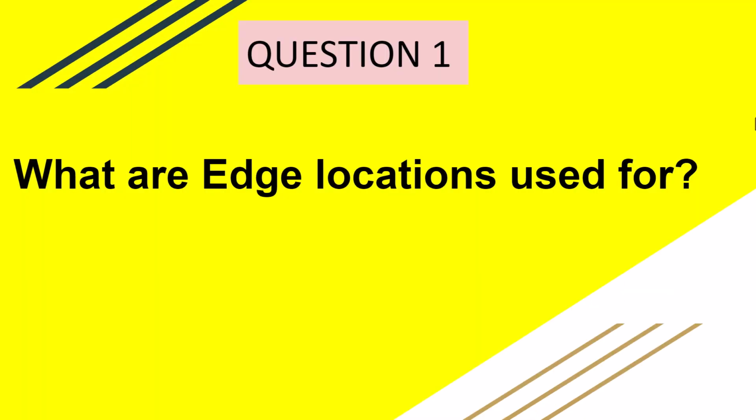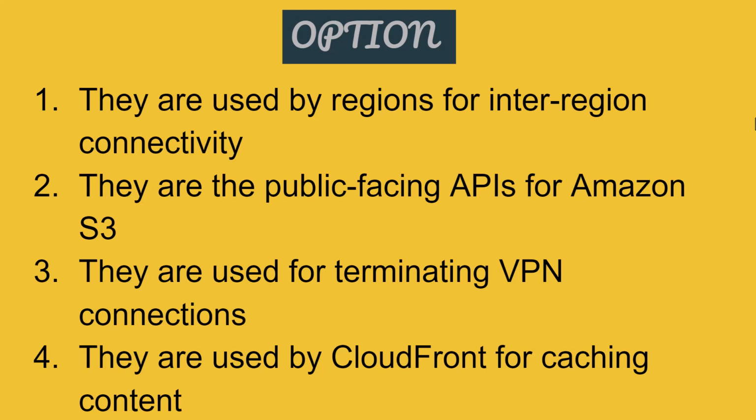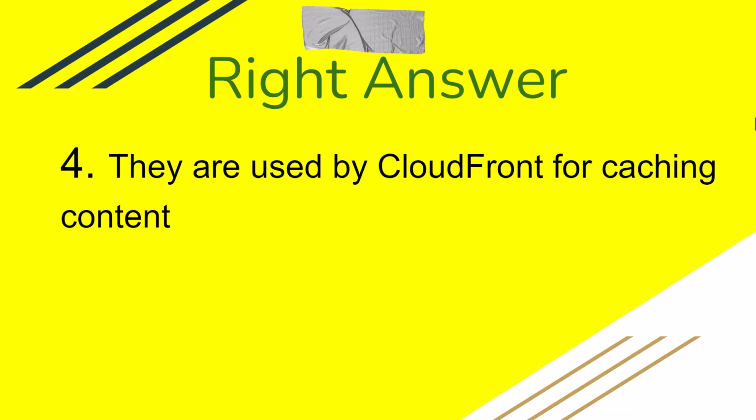Question 1. What are edge locations used for? Option 1. They are used by regions for inter-region connectivity. 2. They are the public-facing APIs for Amazon S3. 3. They are used for terminating VPN connections. 4. They are used by CloudFront for caching content. Right answer is 4. They are used by CloudFront for caching content.